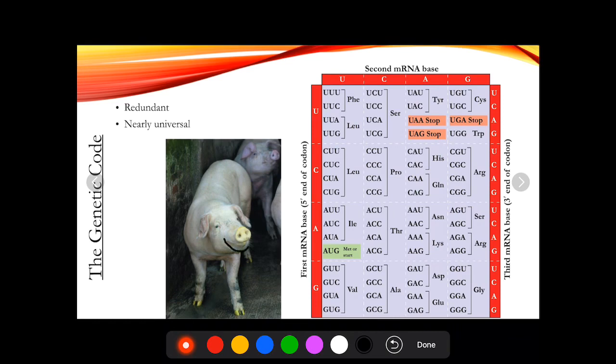So this is a happy pig. Doesn't he just look happy? He's even got little teeth up in there, like, okay, whatever.